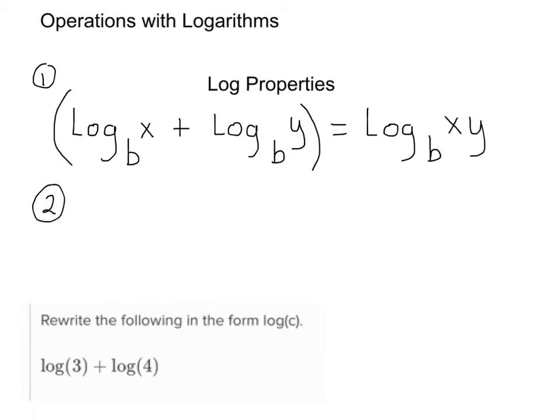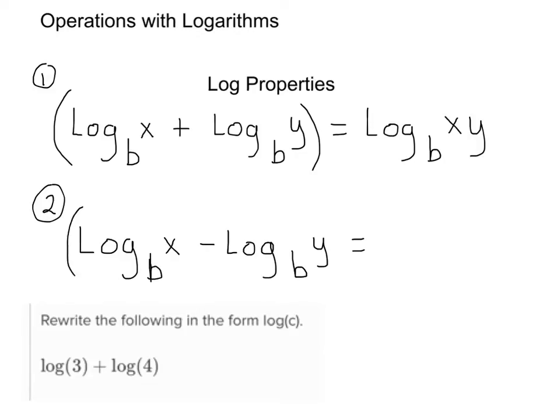Our second property says the log base b of x minus the log base b of y is the same as. So all this on the left is the same as the log base b of x divided by y. Okay? So let's look at what we said there.